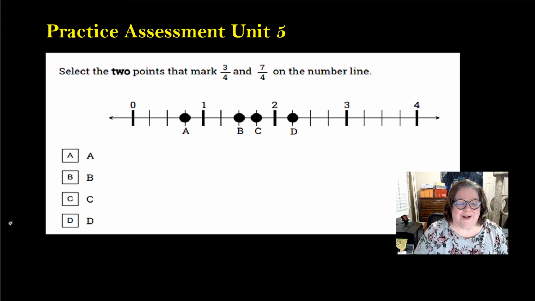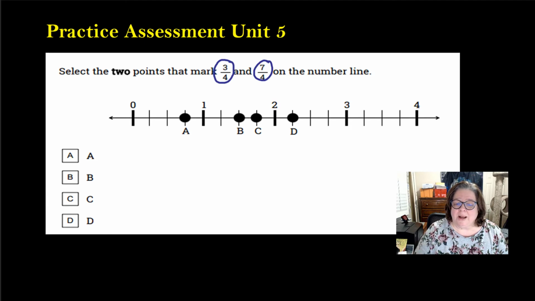Let's look at this one. Select the 2 points that mark 3/4 and 7/4 on the number line. So we want 2 points. We want to mark 3/4 and we want to mark 7/4. Okay, well, this looks a little bit harder. Don't worry, we're going to take it step by step.